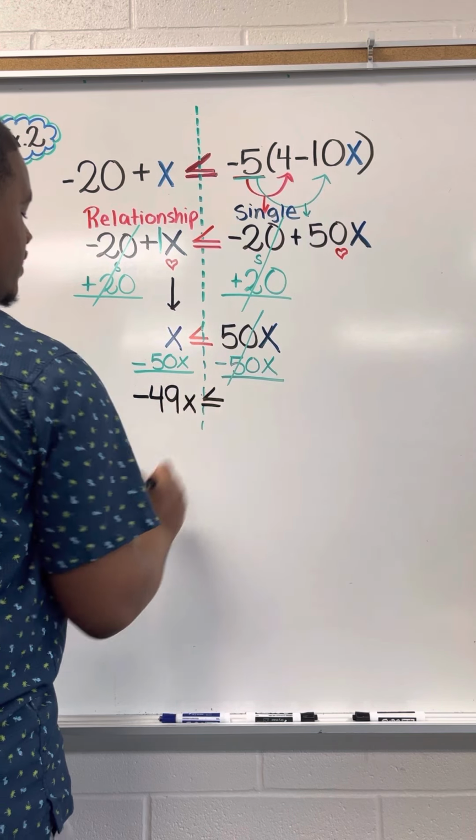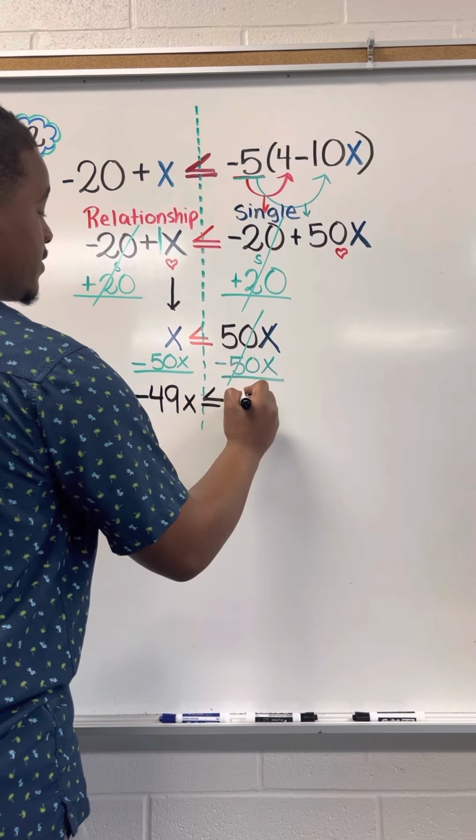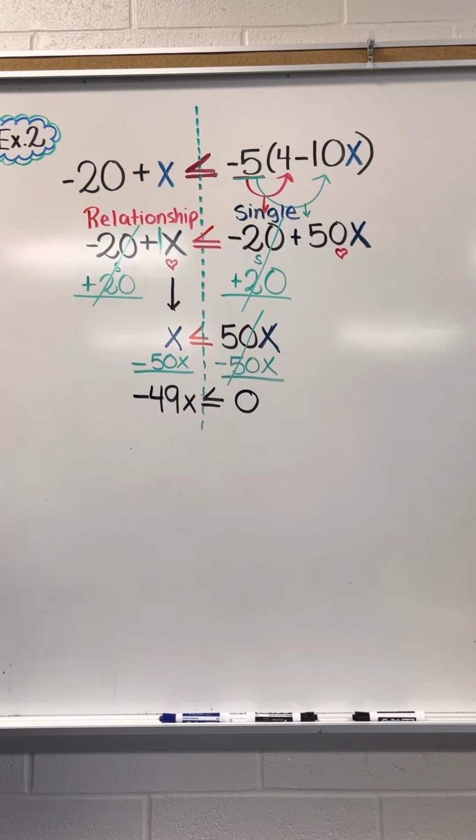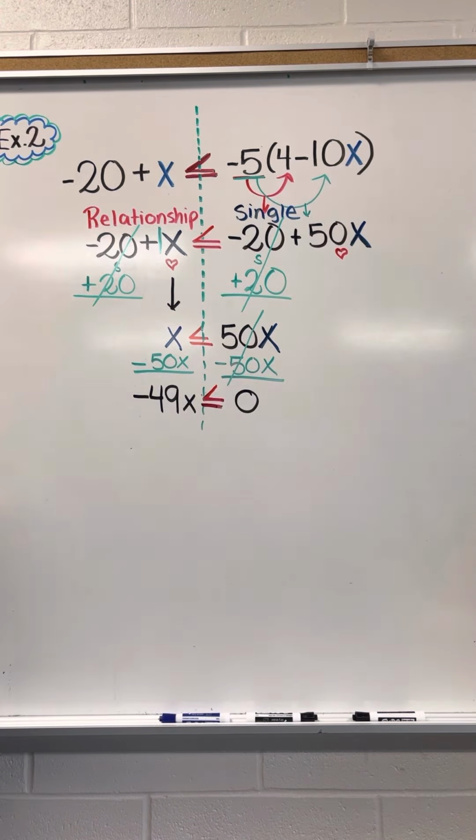So I got negative 49x is less than or equal to, and in this case, we have nothing over here, so it's going to just be 0. Okay? Because there's nothing on that side, it just is less than or equal to 0.